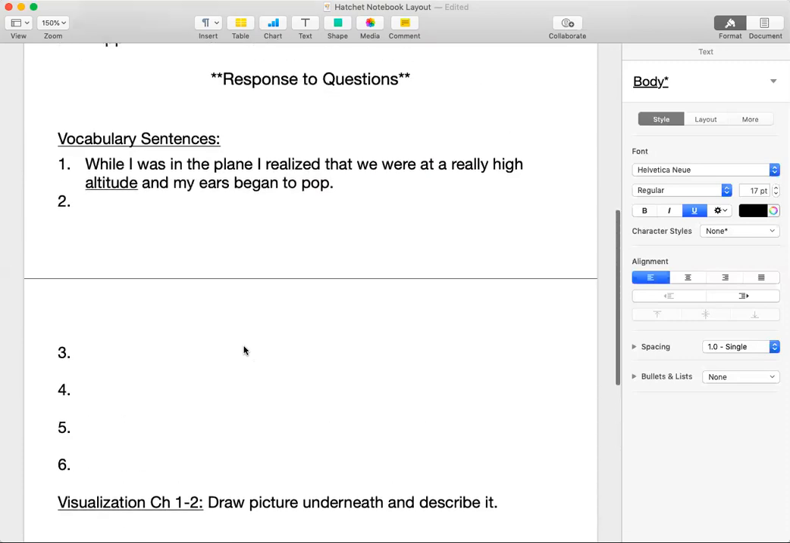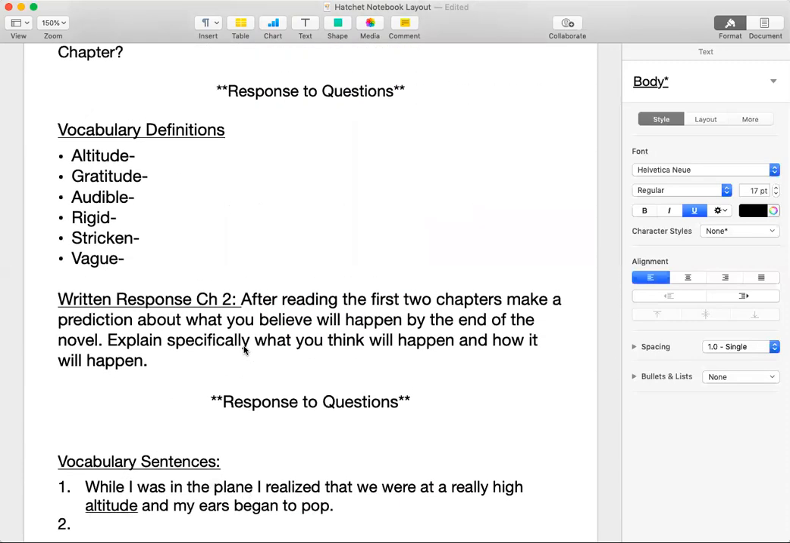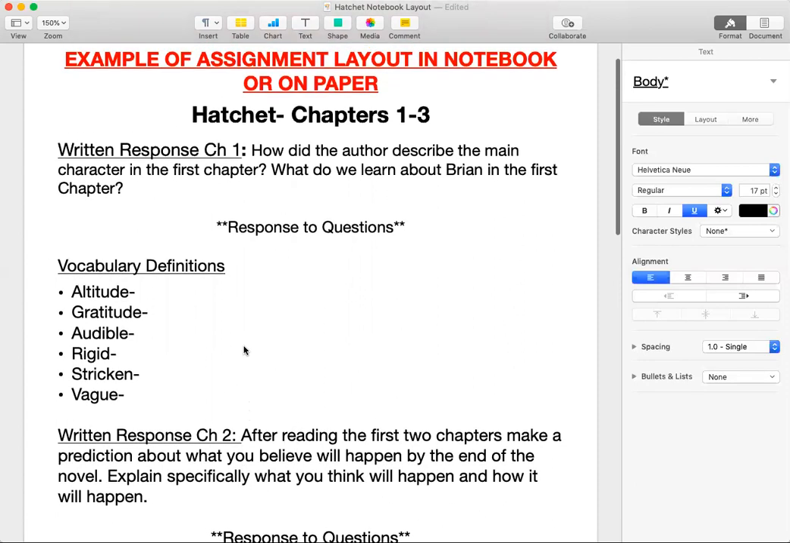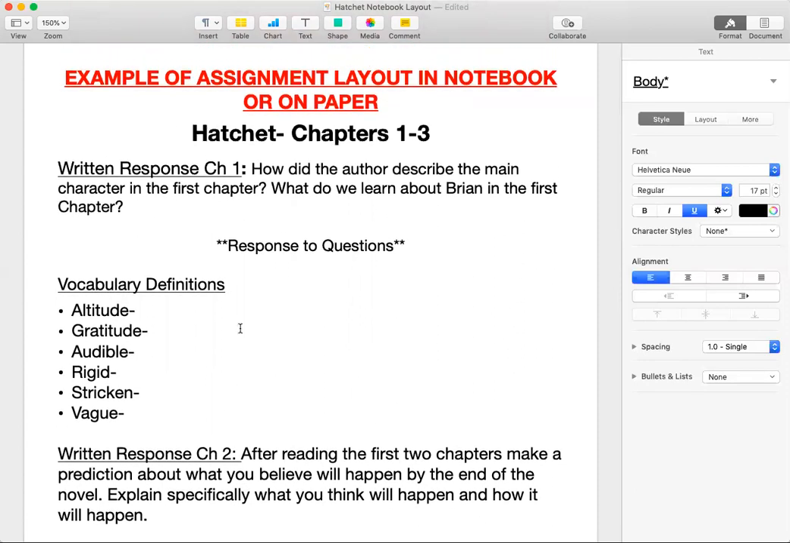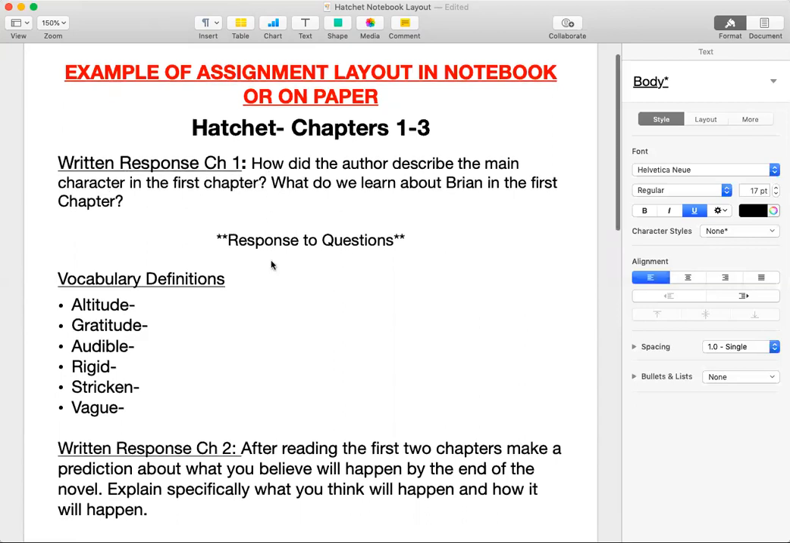So just to make sure you are all clear, we talked about this at our meeting that we had last week. Make sure that you label and title everything. So I titled the top Hatchet chapters 1 through 3. So I know underneath this is going to be all the stuff, all the assignments for chapters 1 through 3. And written responses. You're going to have a written response for every single chapter. So you can see I wrote written response, but I made sure to put chapter 1. And this is why I have you write down the question. So I also know which chapter you're talking about. But please, boys and girls, put chapter 1, write the question, then respond.